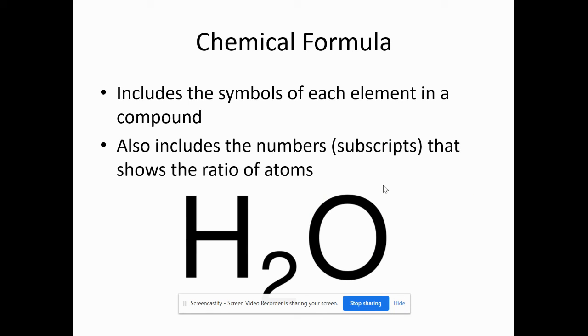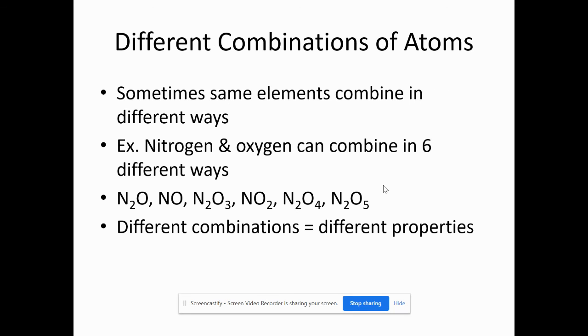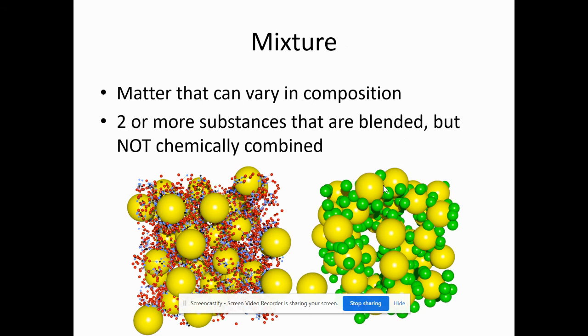A chemical formula includes the symbols of each element in a compound. This also includes the numbers, or subscripts, that show the ratio of atoms. Different combinations of atoms combine in different ways. For example, if you have nitrogen and oxygen, they can combine in 6 different ways as shown here. Those different combinations all lead to different properties. We're going to end there for today.